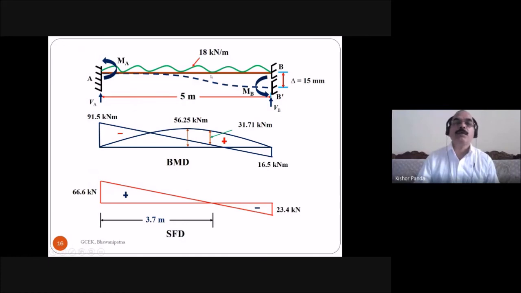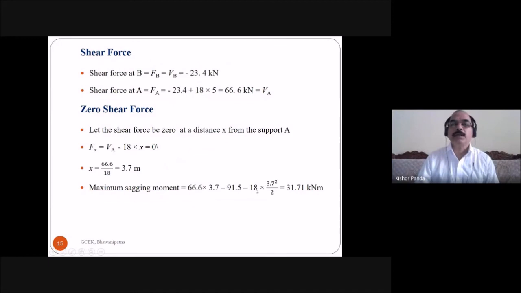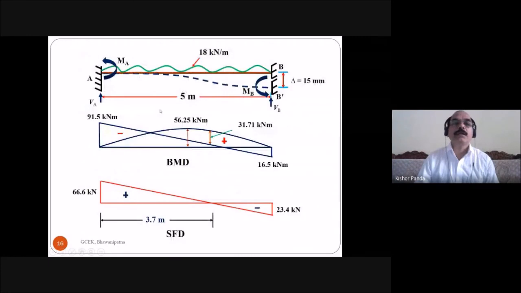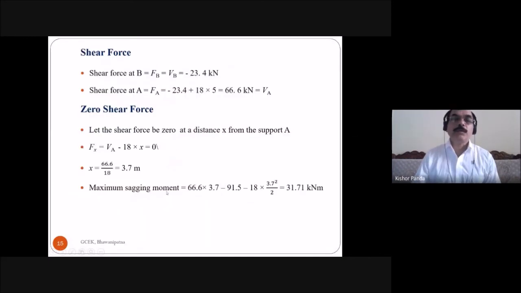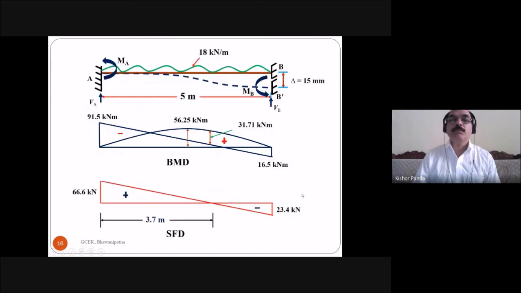As you have to take what is the moment here, at a distance of 3.7 meter from the support A. So Va into 3.7 minus Ma, then this is due to this one, minus 18 into 3.7 into 3.7 by 2. This is the moment. Both are anti-clockwise, negative, and due to this reaction, the moment at a distance 3.7 is positive, clockwise. Maximum sagging moment is equal to 31.71 kilonewton meter. So here the maximum moment is 31.71 kilonewton meter.